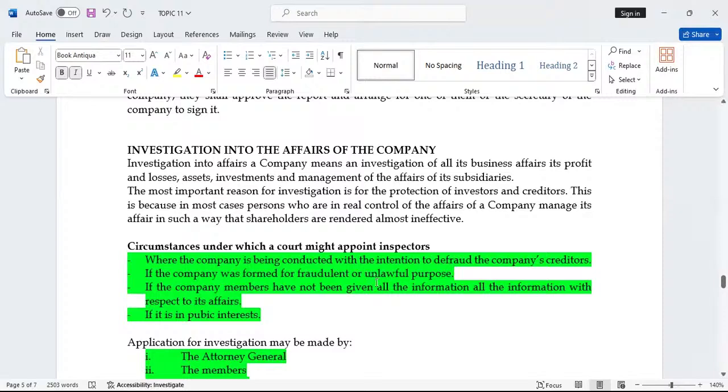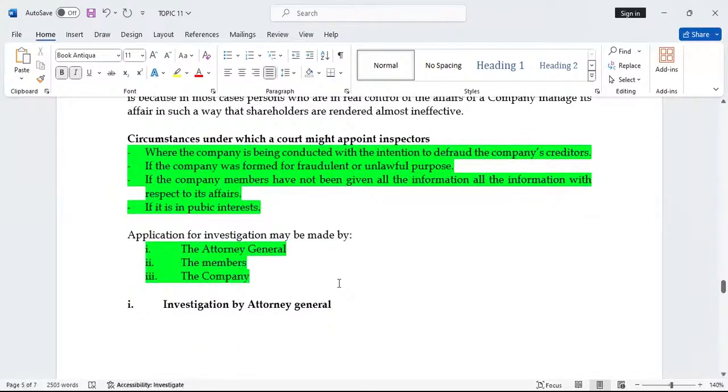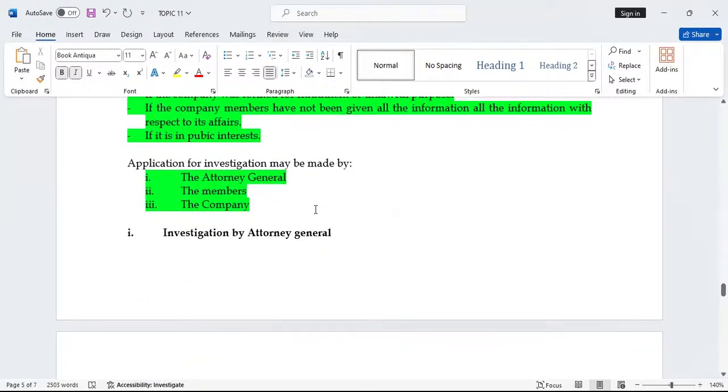Those who can apply to the court by providing a number of reasons could be the Attorney General. It can be just one of the members of the company. It can be the company itself. These are the parties who can petition for investigations of the affairs of the company.